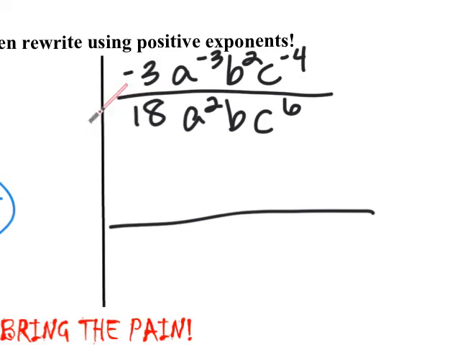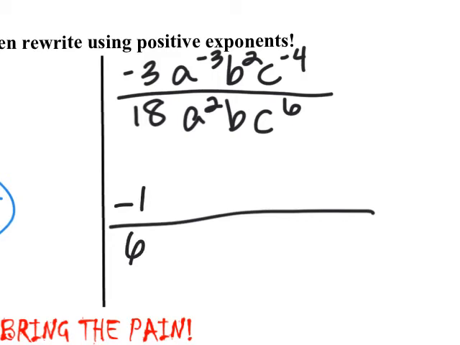Now remember, this negative on the coefficient is just the value of that. It has nothing to do with the exponent, because this is really negative 3 to the first power. So that negative is going to stay there. Negative 3 over 18 reduces to negative 1 over 6. Okay, so we're fine with that.